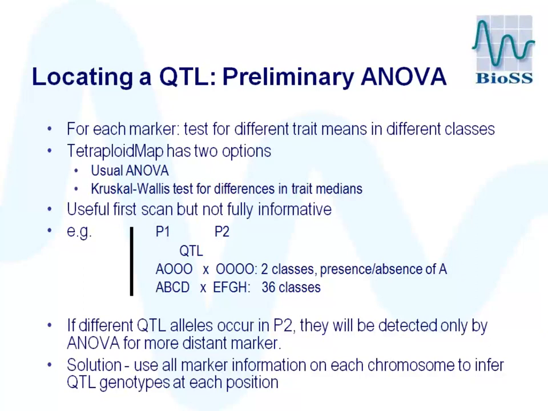So this analysis of variance gives you a clue as to which chromosomes are the most important, but it doesn't give you the full information. So what we need to do is to use marker information for the whole chromosome to start inferring QTL genotypes at a grid of positions along the chromosome, and then relate those to the trait information. And again, this is just what you do in the diploid species, just the process of inferring the QTL genotypes is a bit more complicated.